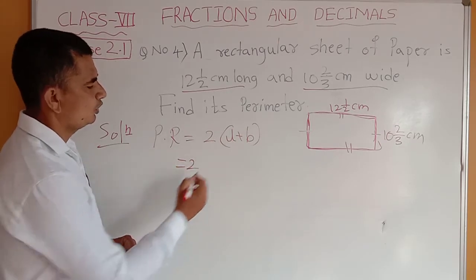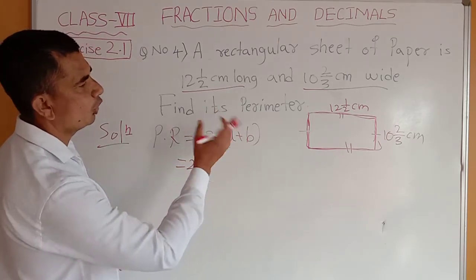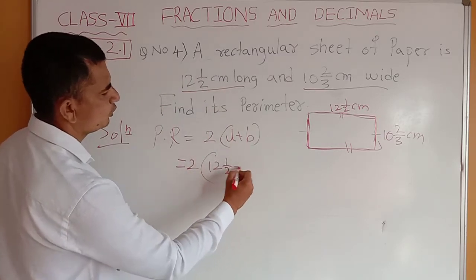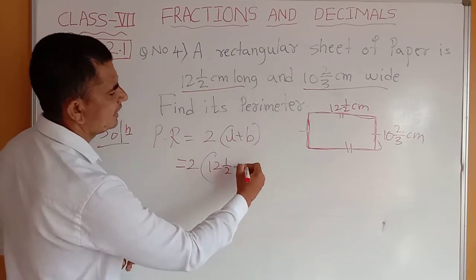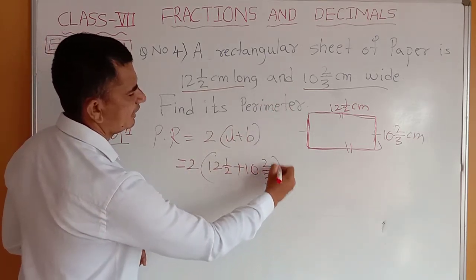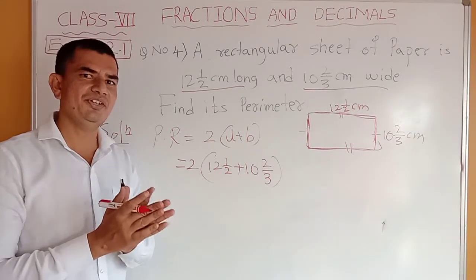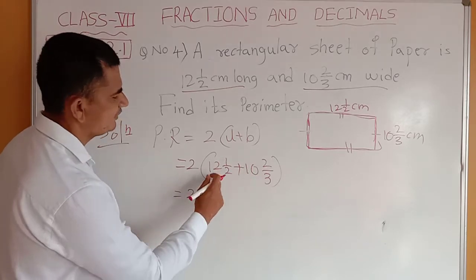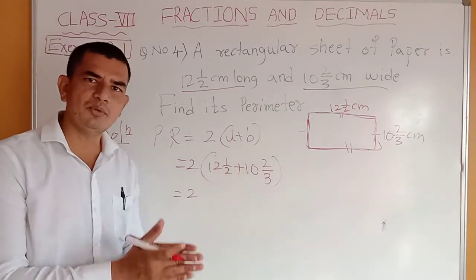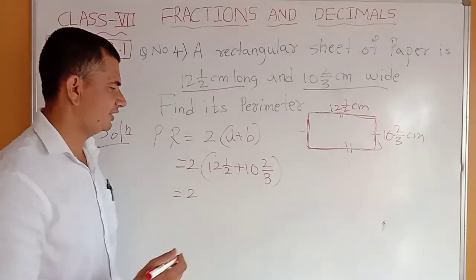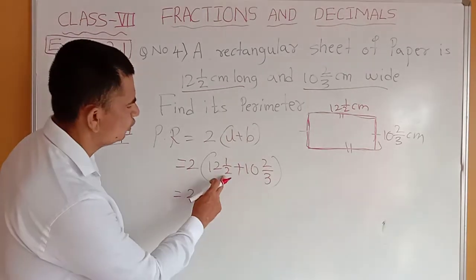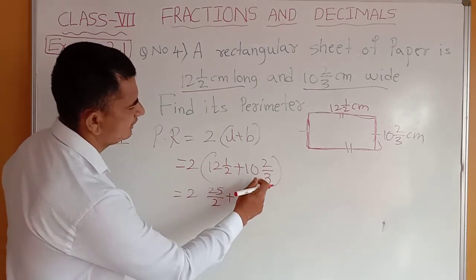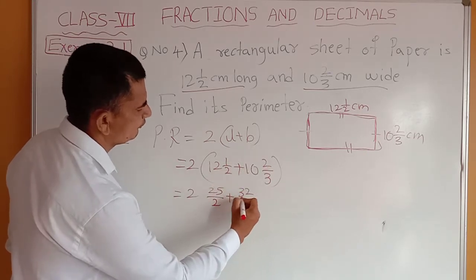Let us see. 2 into, how much length, means how much long? 12 integer 1 by 2, plus breadth, means wide, 10 integer 2 by 3. Already I told you how to do addition. So here we have to add these mixed fractions. Before adding, we have to convert them into improper fractions. 2 twelves are 24 plus 1, 25 by 2, plus 3 tens are 30, 30 plus 2, 32 by 3.